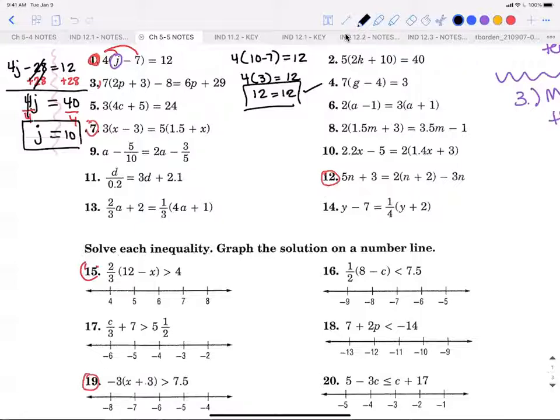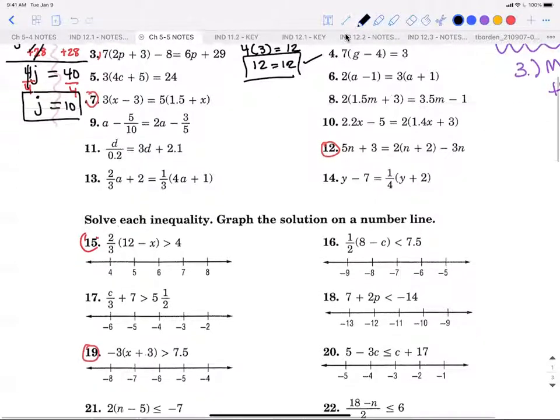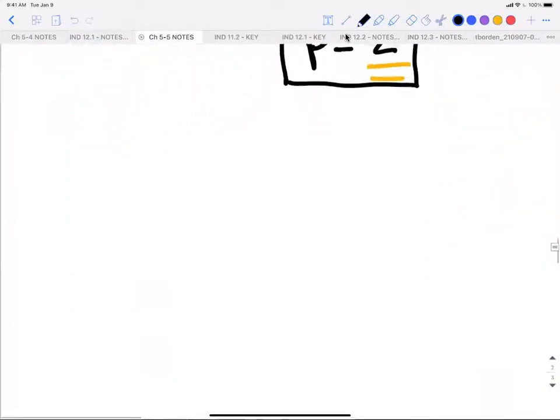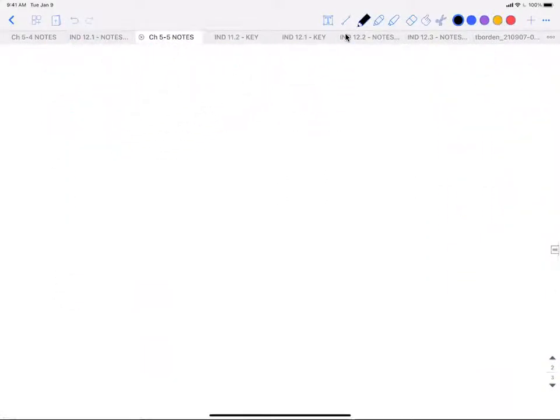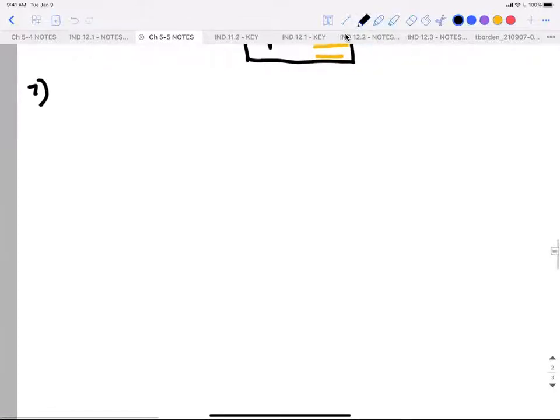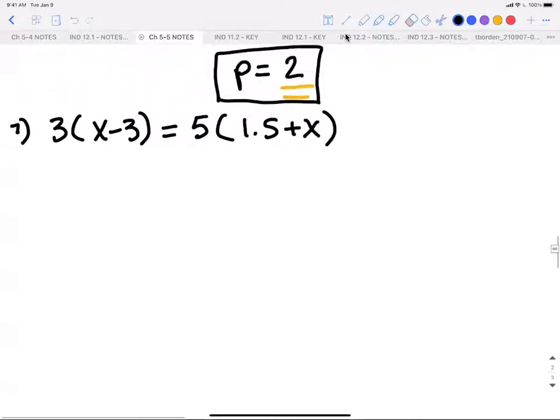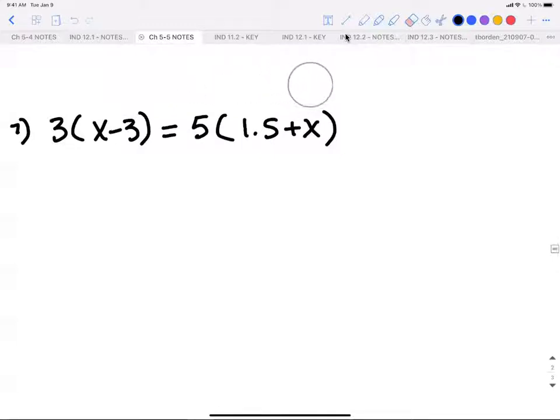You guys can use a calculator in my class, right? So decimals are not harder. You just have to punch them in the calculator, okay? So let's do number 7 next. I'm going to do it down here on the back. So flip it over on the back. And number 7 is 3 times (x minus 3) equals 5 times (1.5 plus x). And I'm going to move that out of the way just so it's not in my screen here.